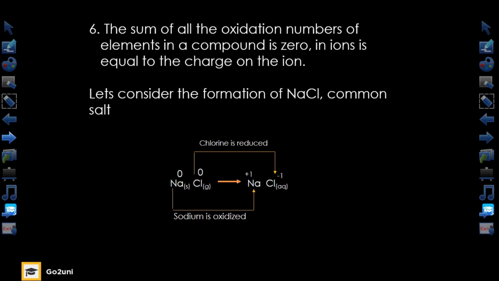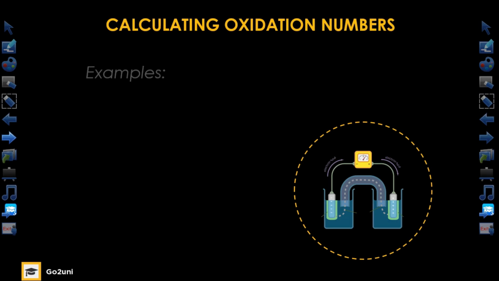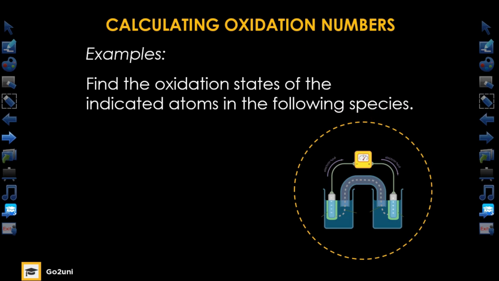To calculate oxidation numbers, we have some examples given to us here. The first example is to calculate the oxidation number or oxidation state of the species that is unique. This is the compound known as potassium dichromate, potassium heptaoxodichromate 6. We are told to calculate the oxidation number of chromium in that compound. What is the oxidation number of chromium? Chromium is in yellow.